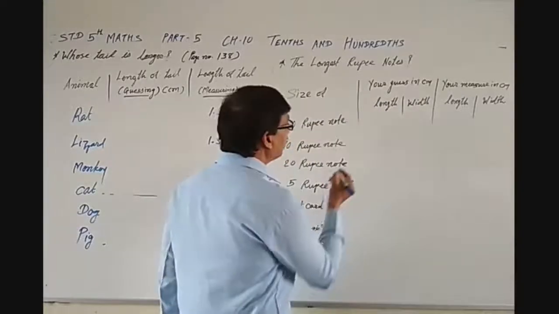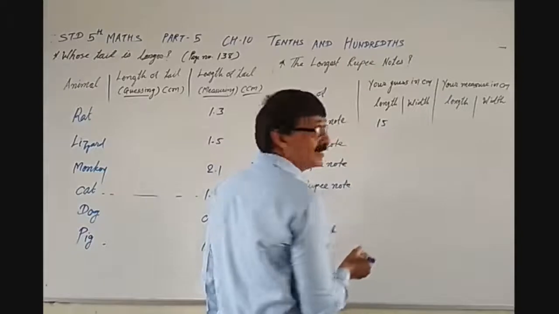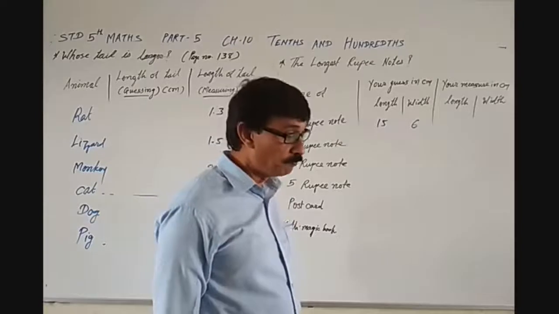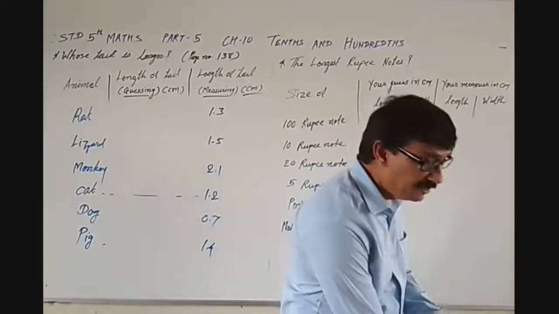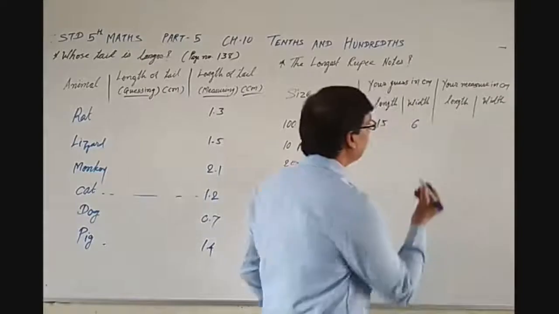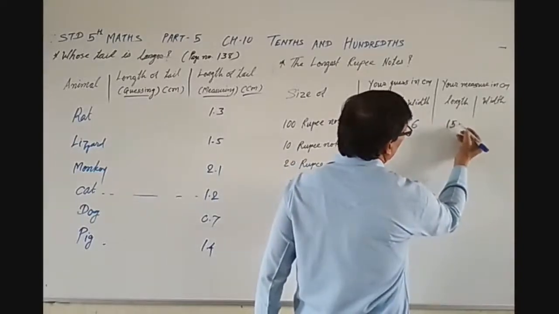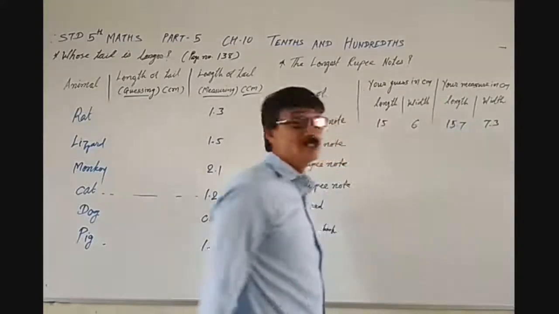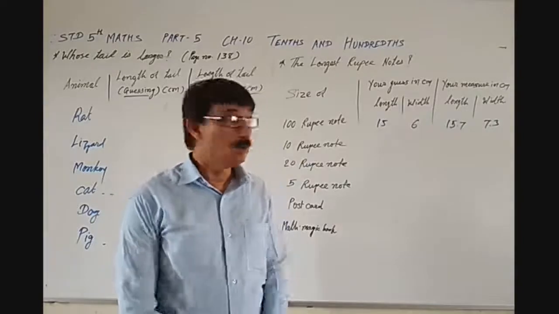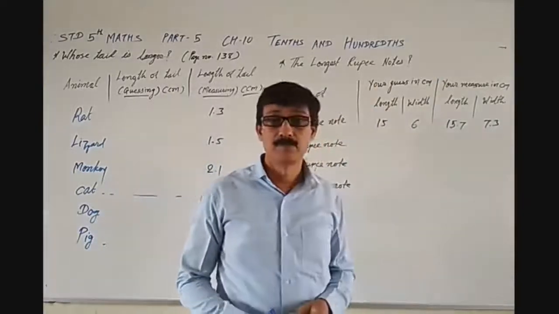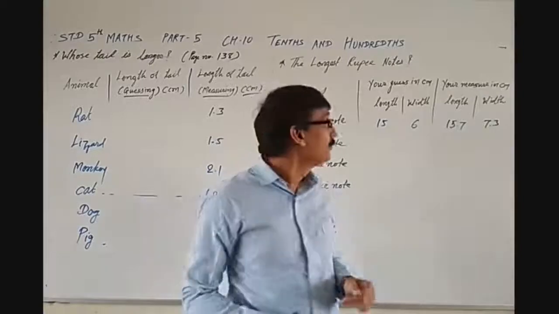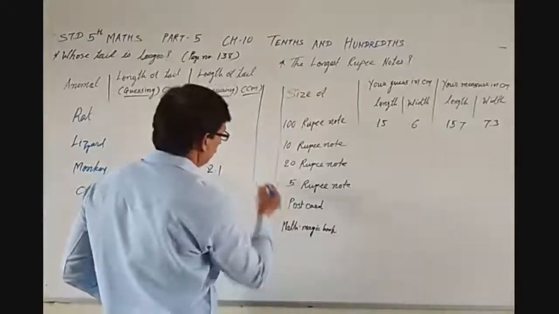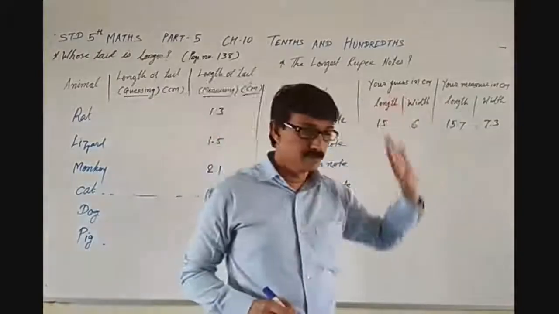Suppose you guess 15 centimeter and the width 6. Okay. Now the actual length and width is what you know. It is 15.7 and it is 7.3. So this is the actual. Now what you will do? You will go for a further column in which you will write. I am writing over here. I don't have space over there.